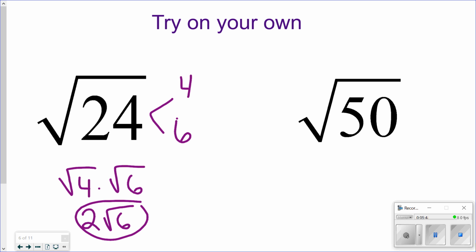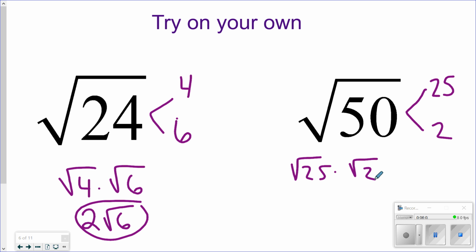Remember, I'm looking for perfect square numbers, and the perfect square number that would work here is 25. I know 25 times 2 is equal to 50, so when I rewrite this, it's the square root of 25 times the square root of 2. The square root of 25 does simplify, and it simplifies to 5, so 5 pops outside of the radical, and the square root of 2 just stays how it is.